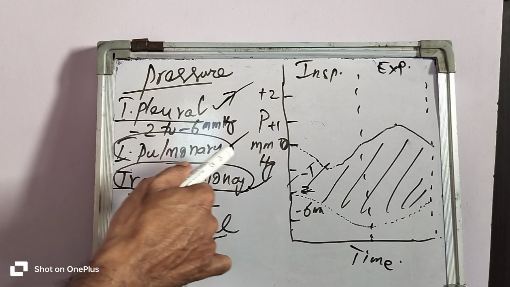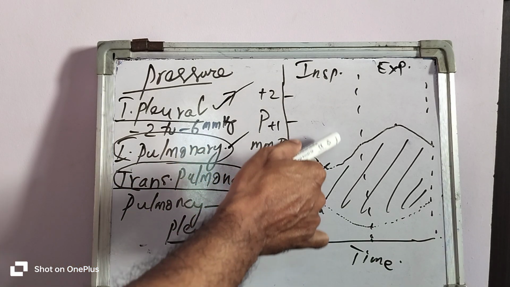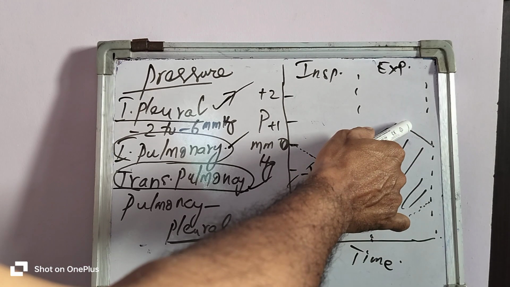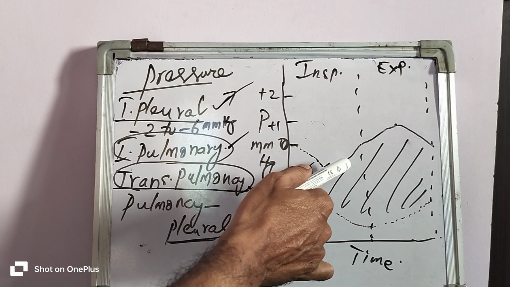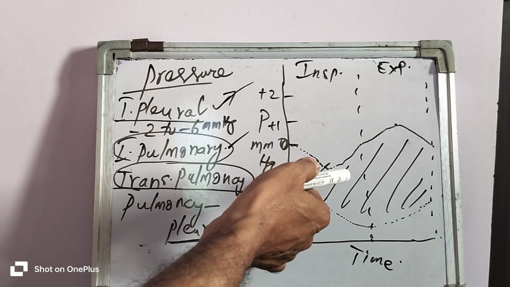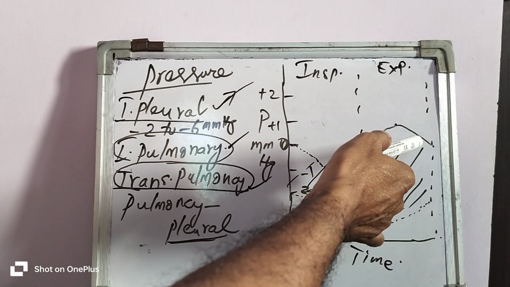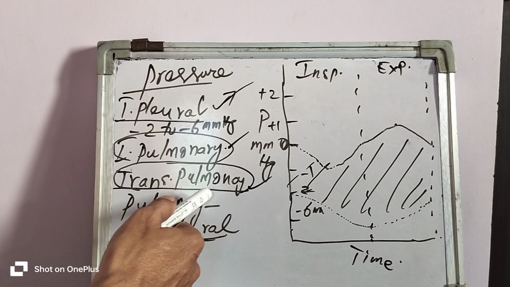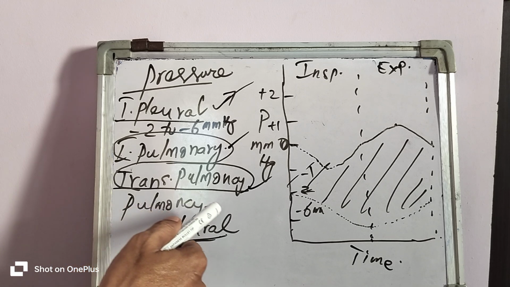The intrapulmonary pressure becomes minus 1 millimeter relative to atmospheric at the middle of inspiration and plus 1 millimeter at the middle of expiration. This negative intrapulmonary pressure causes air to be pulled in, and this positive makes air be pushed out. And the transpulmonary pressure is nothing but the difference between pulmonary and pleural pressure. It is derived by subtracting the pleural pressure from the pulmonary pressure.